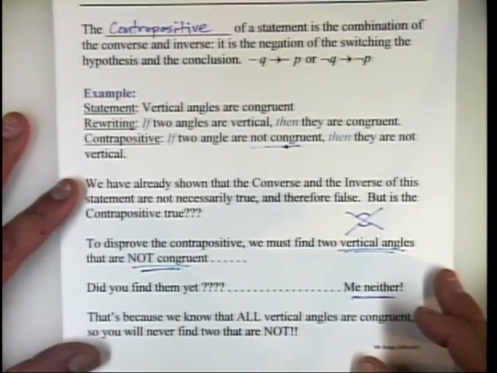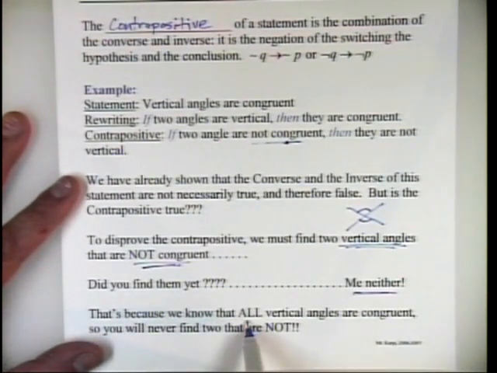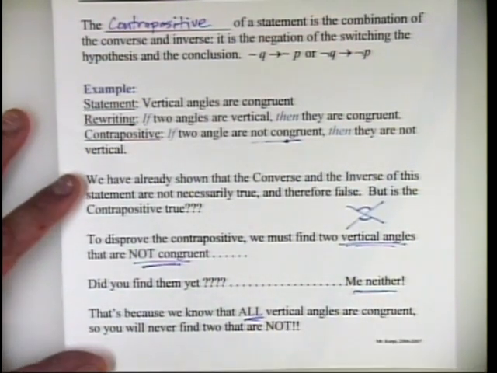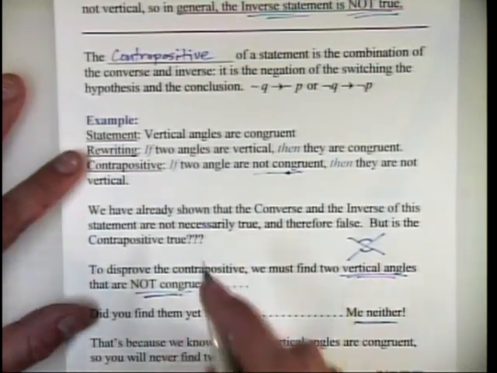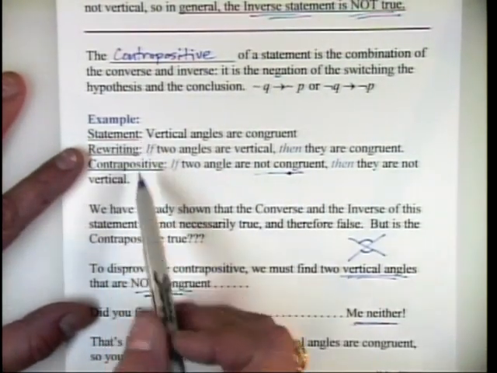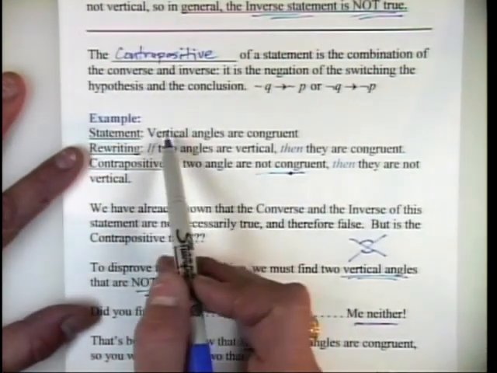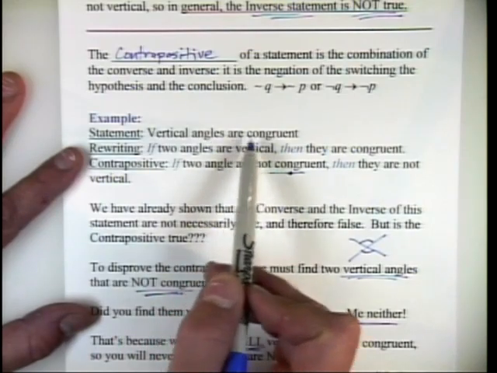And there's a good reason for that. We know that all vertical angles are congruent. So you're never going to find two that are not. Go back up to the statement. If we assume that the statement's true, what does our statement say? It says vertical angles are congruent.